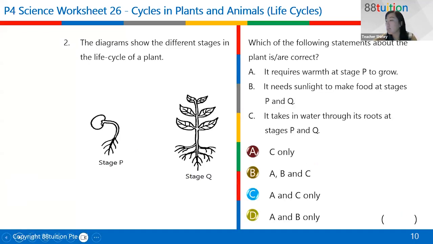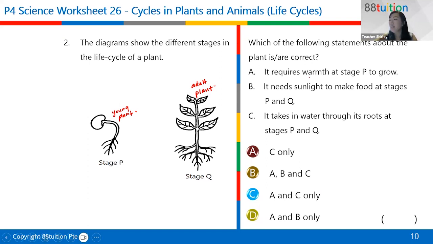Okay, now next question. The diagrams show the different stages in the life cycle of a plant. Which of the following statements about the plant is or are correct? Chloe, is your answer C for this or is it for the previous question? Previous, okay. So it requires warmth at stage P. Stage P is considered a young plant. As long as it has true leaves, it is considered an adult plant.